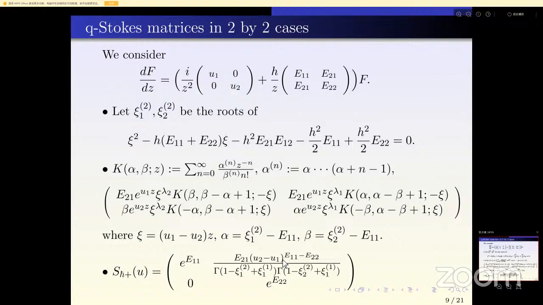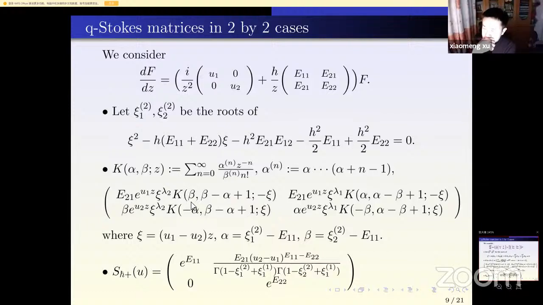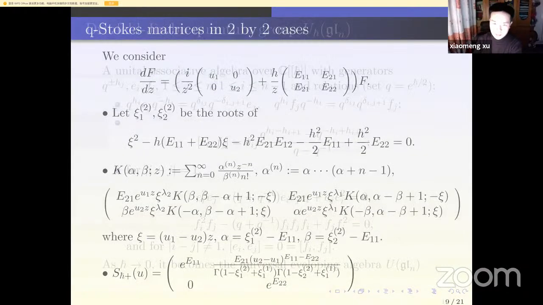Yeah. But okay. Here in this slide, I want to illustrate how to solve such a system using the roots of the quantum determinant, and the important thing is that we can also use the Kummer functions as in the classical case.